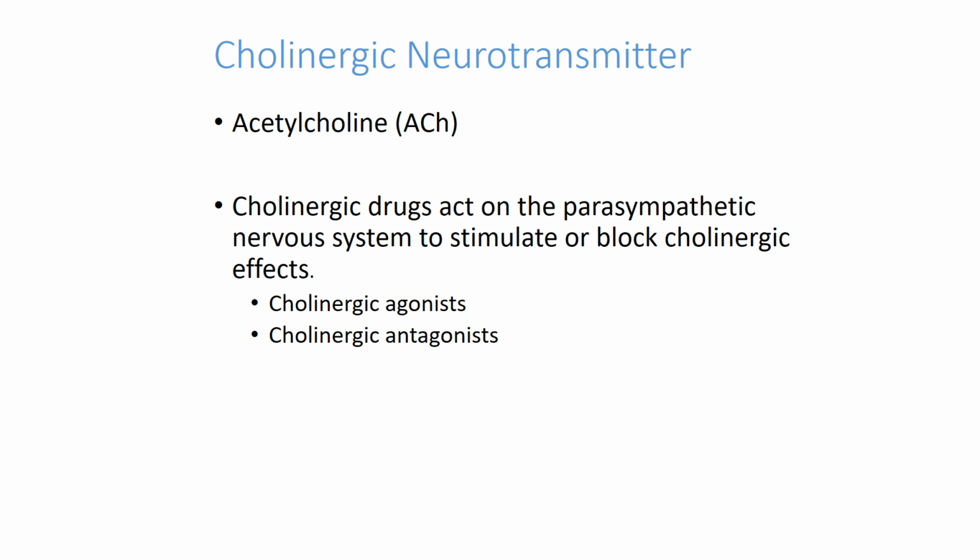The cholinergic neurotransmitter is acetylcholine. And cholinergic drugs act on the parasympathetic nervous system to either stimulate or block cholinergic effects. If they stimulate cholinergic effects, they're called cholinergic agonists. If they block cholinergic effects, they're called cholinergic antagonists.